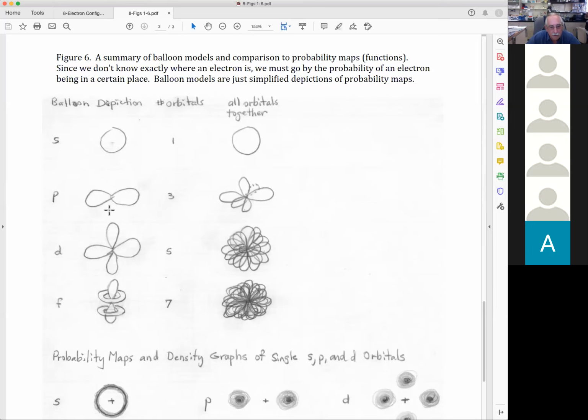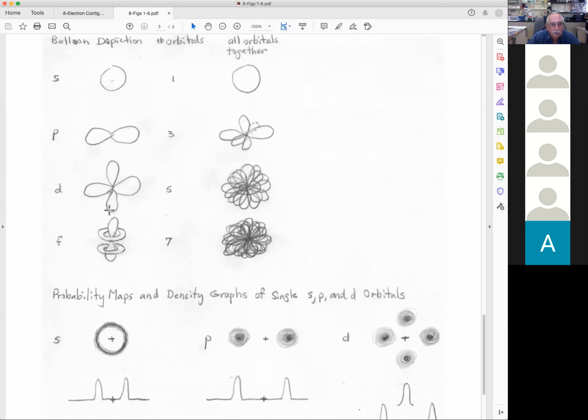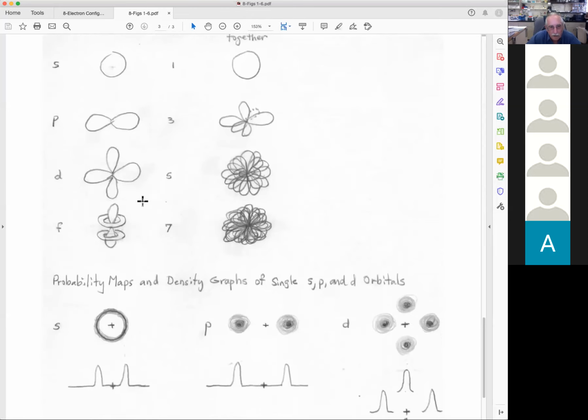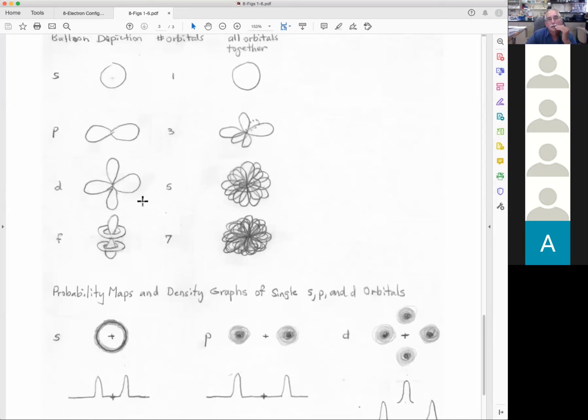Same thing for a P. Okay. So anyway, in an S type of subshell, there's only one orbital, right? So it is just what it is. For a P type of subshell, you have 3 of them. So you have 3 of these going together. In a D shape, you have 4 lobes, but there's 5 of them all going together. You see it gets more and more spherical.